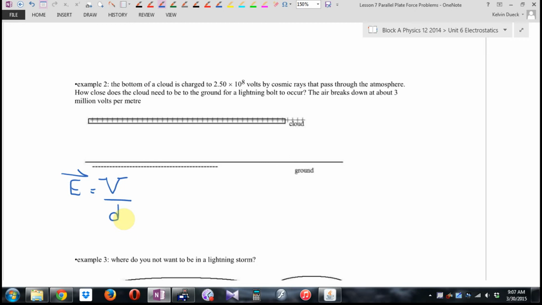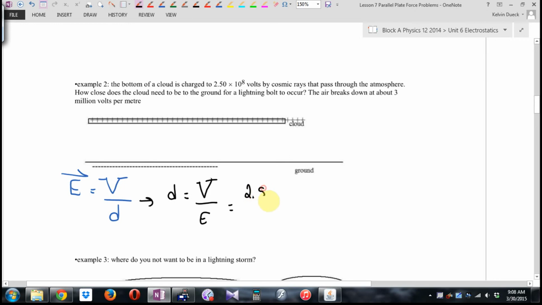Oh, you know what? This is technically one fraction equals one fraction. Stuff moves diagonally. I would times the d to this side, divide the electric field over to this side. Turns out, for this particular situation, it's going to be the voltage divided by the electric field. What's the voltage? 2.5 times 10 to the 8th. What's the electric field required for air to ionize? Around 3 million, or 3 times 10 to the 6th.